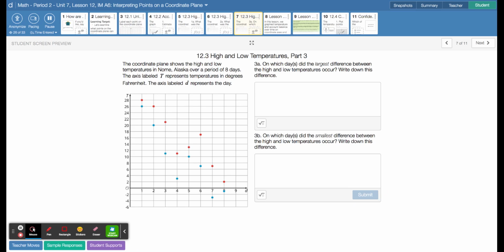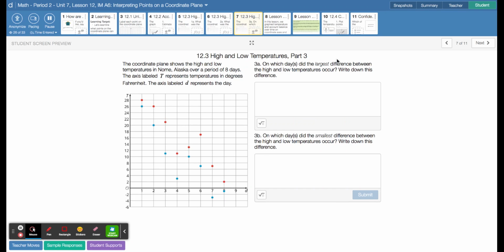Slide 7, we're continuing to look at this graph just one last time, and you'll notice here we're looking for the days. Notice it's possibly plural, meaning there might be more than one. On which days did the largest difference between the high and low temperatures occur? So I'm looking now at the difference between the two temperatures. For example, right over here, I can see the difference is only 2 because it's only 2 apart, from 28 to 26. There's only 2 degrees difference. Over here, I can see that's 2, 4, 6 degrees difference, so this would be 6 degrees.